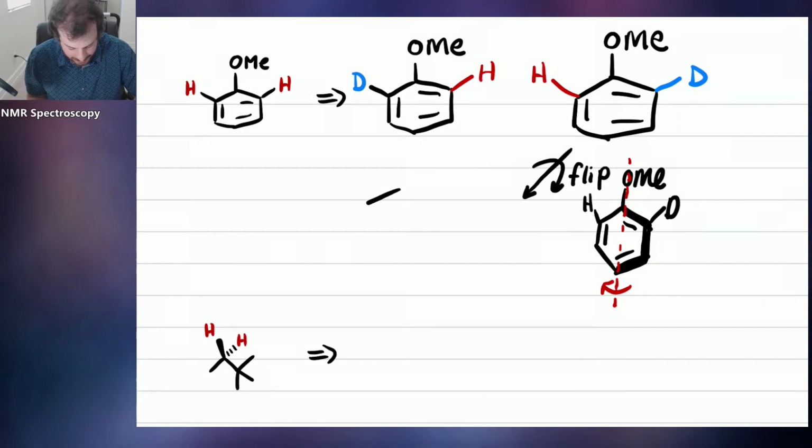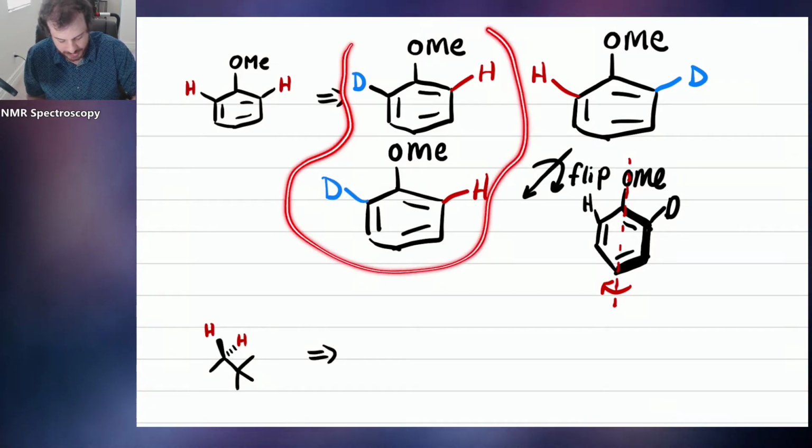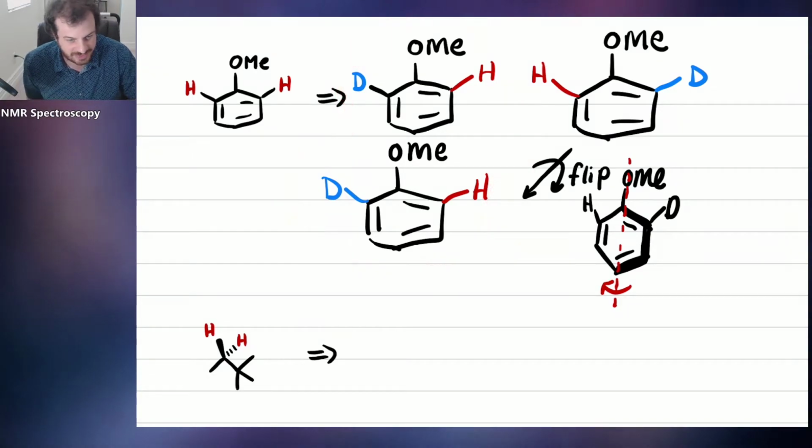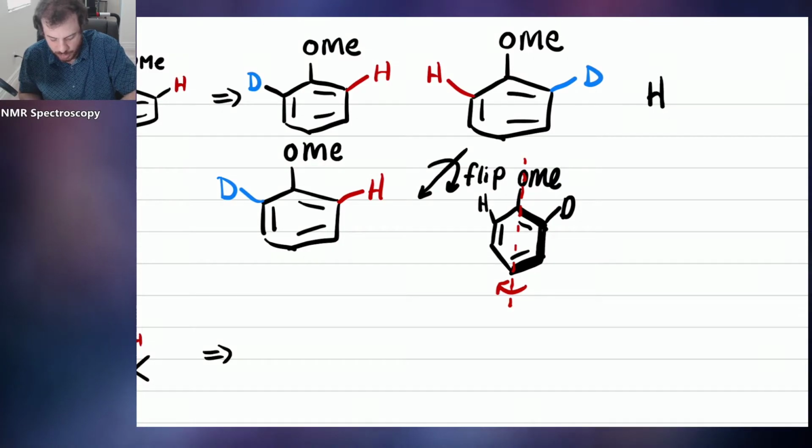And when we do that, the D is going to go over onto the left side. And the H is going to go over onto the right. Okay, now we compare these two options. What's their relationship? They're the exact same compound. So that means the two hydrogens that we initially identified were homotopic.